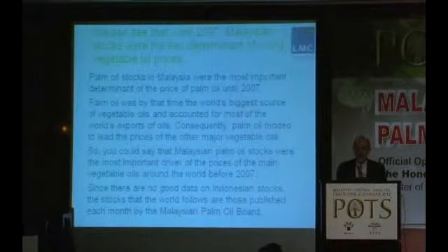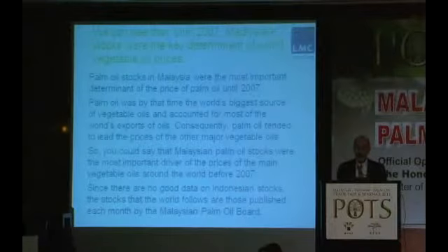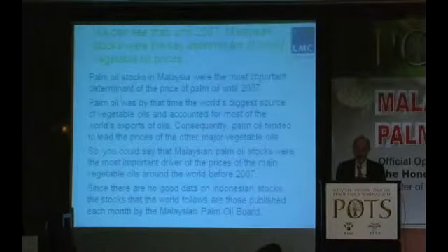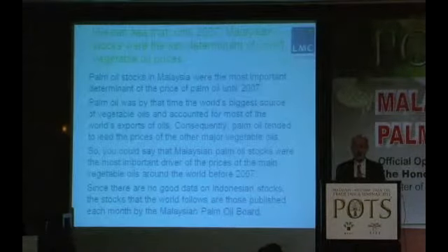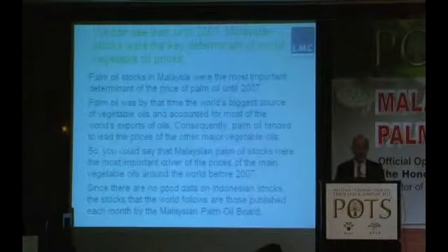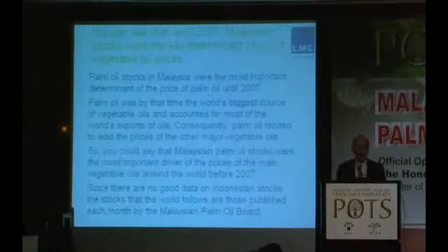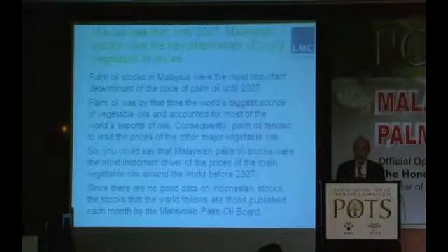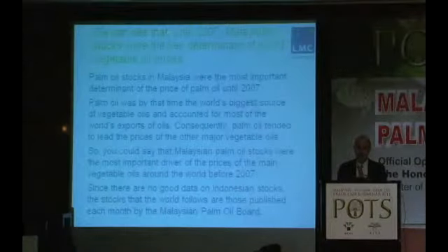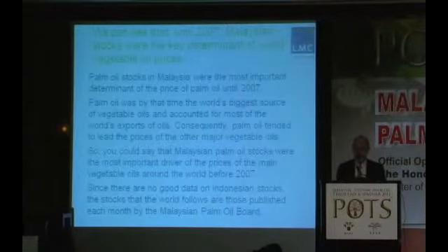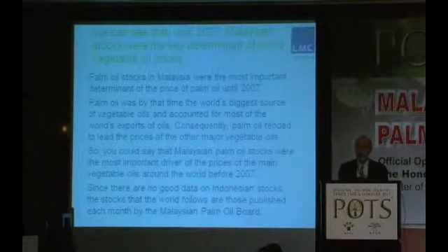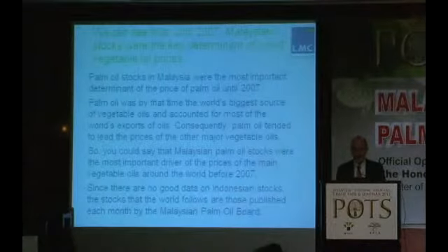So, until 2007, Malaysian stocks were the key determinant of world vegetable oil prices. And palm oil is the key oil. It is the biggest oil, as you will see in later presentations, biggest oil in world production. It's much more than half of all exports of oils. So it is the leading oil. Where palm oil leads, the other oils follow. So you could say that Malaysian stocks were the key driver of the prices of all the vegetable oils around the world up until 2007.